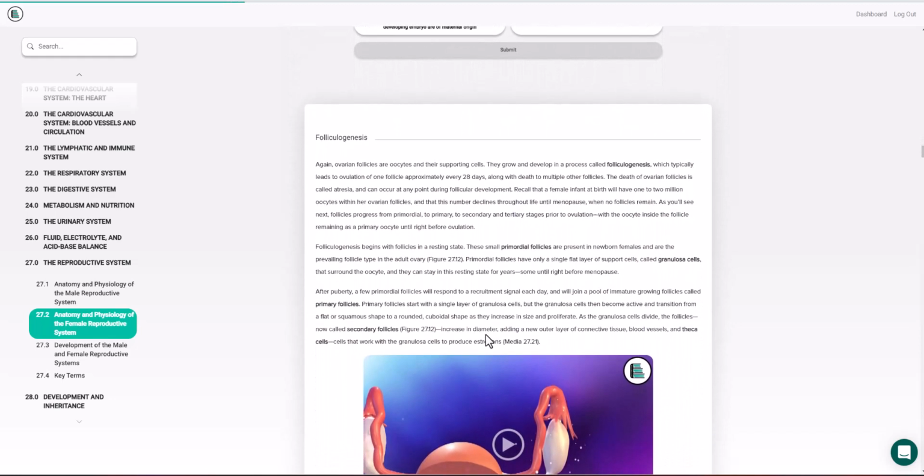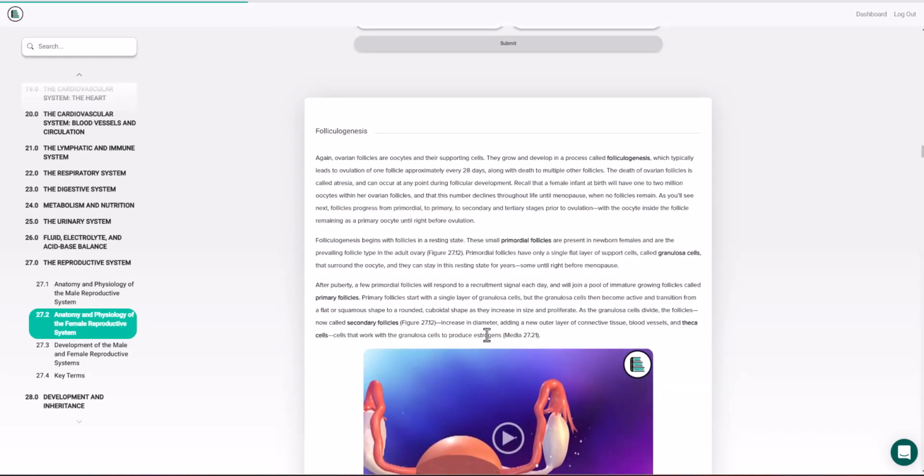So we've talked about oogenesis, the formation of the egg, and related to that is folliculogenesis, the formation of the follicle. So remember that the egg is just a cell, and it's sitting in the ovary, and needs to be protected. So there are these supporting cells around the egg called the follicular cells, and they're just sitting there waiting for puberty.